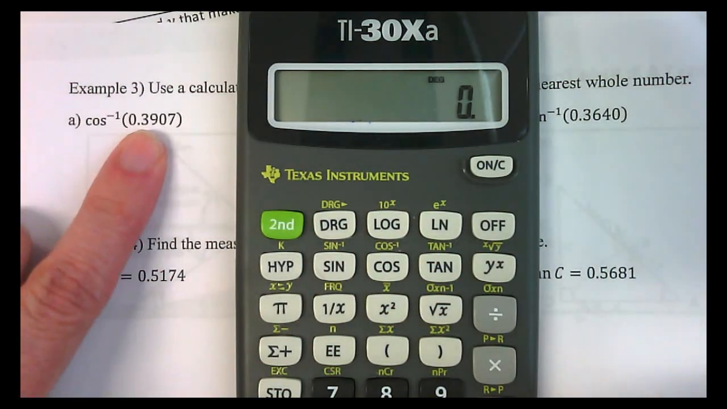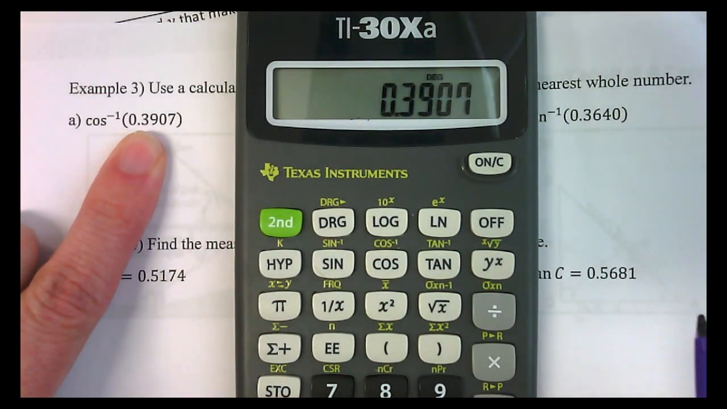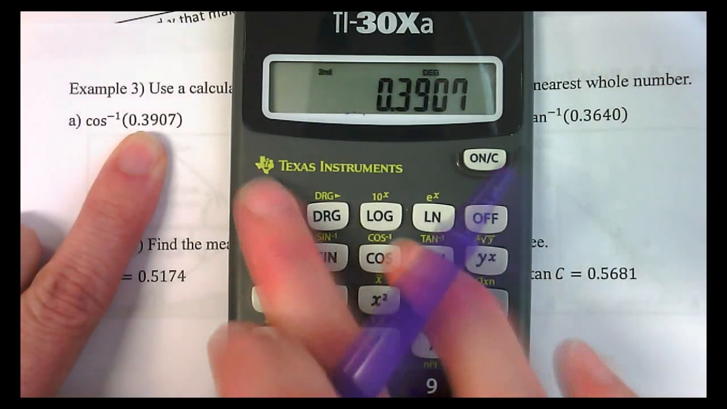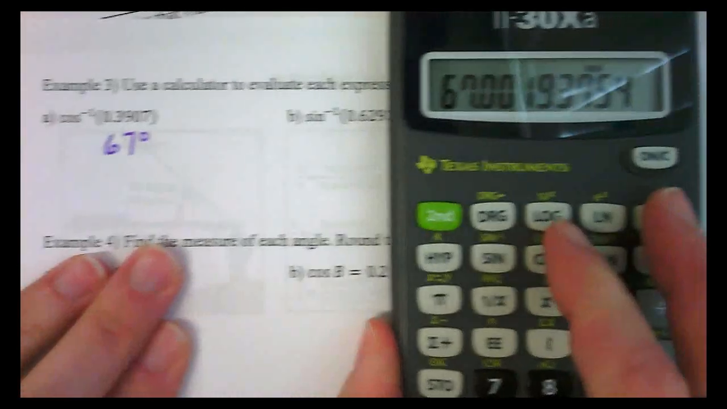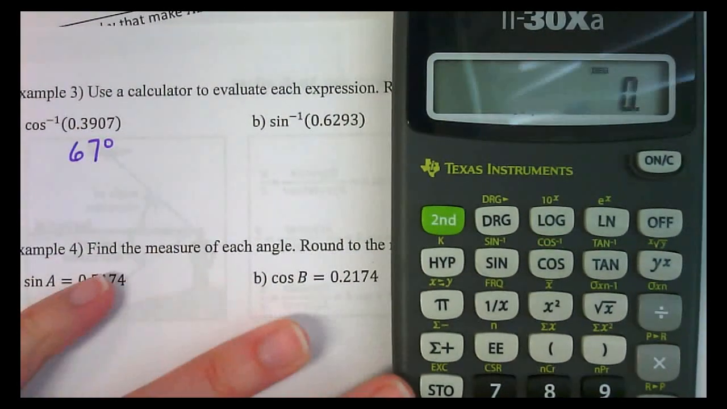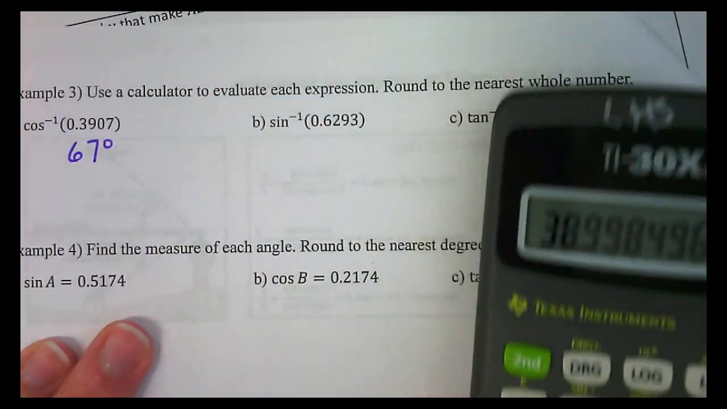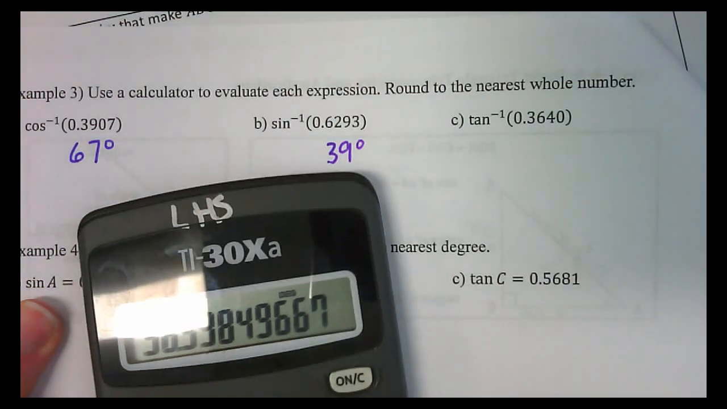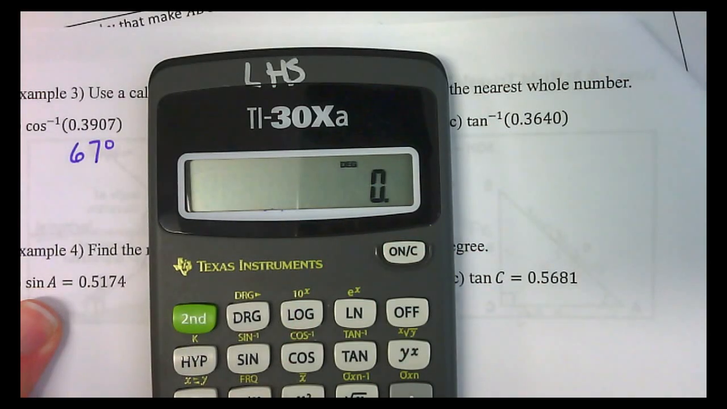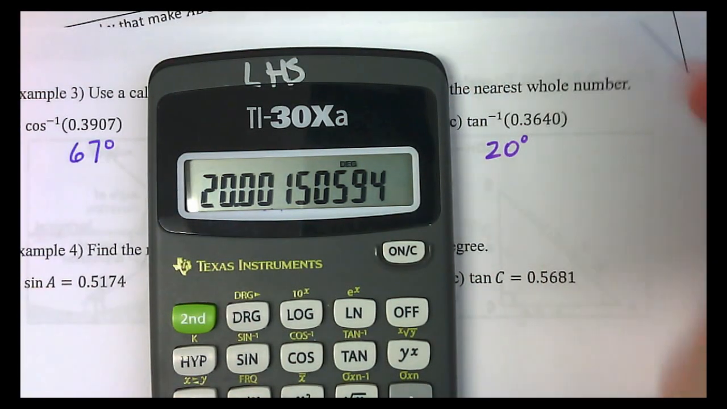So, for this problem, we type in the number first, and then in this case, we hit second cosine, and we're going to get 67 degrees. For the next one, we type the number first, 0.6293, we hit second sine. And we're rounding to the nearest whole number, the directions say, so this is going to be 39 degrees. Next one, we type in the number, and we hit second tangent, and this tells us it's 20 degrees.